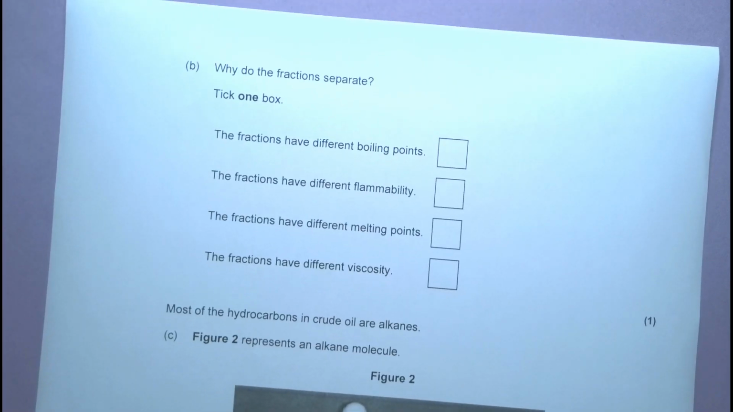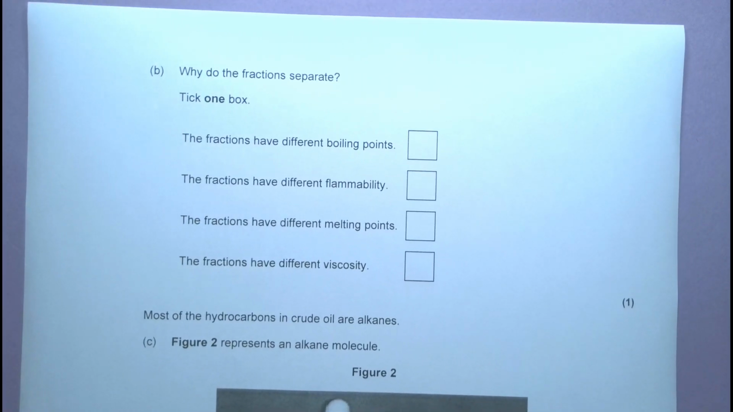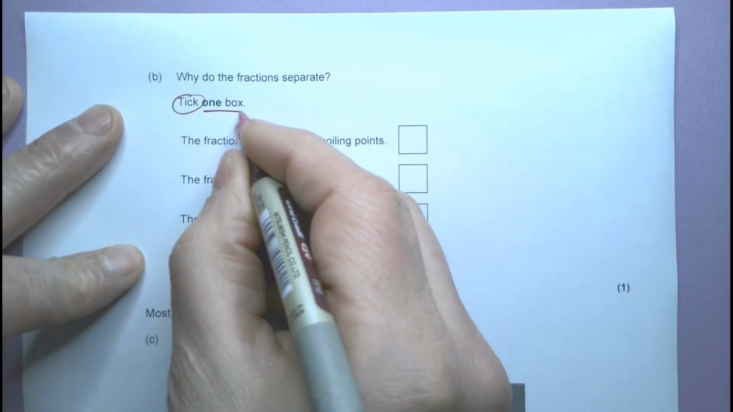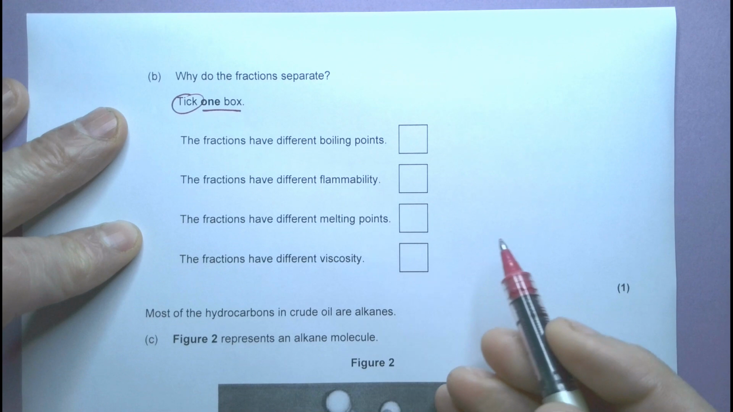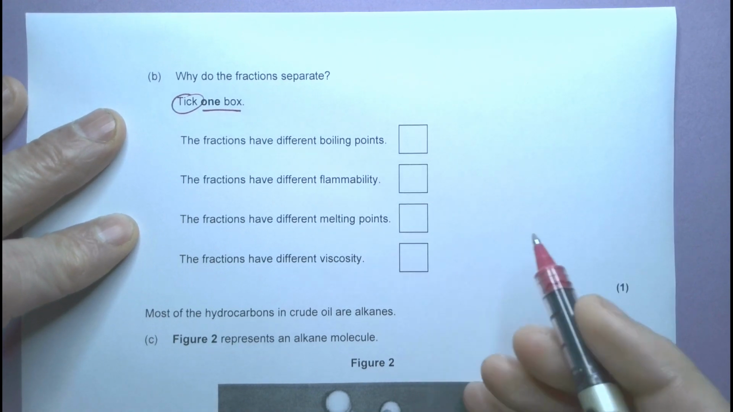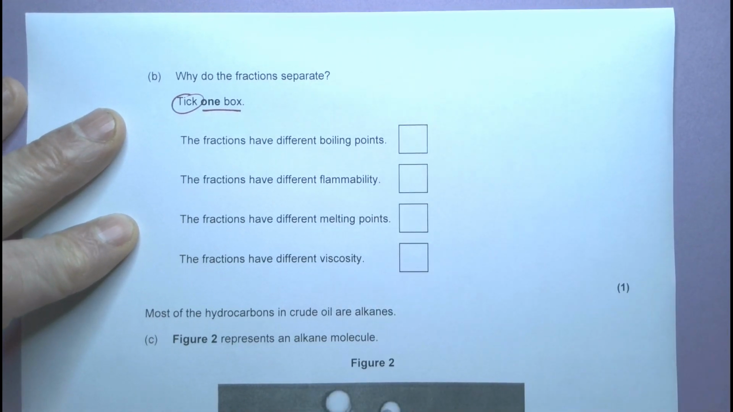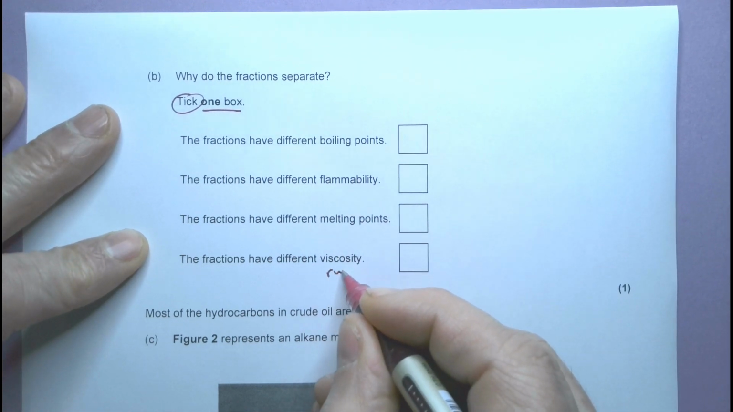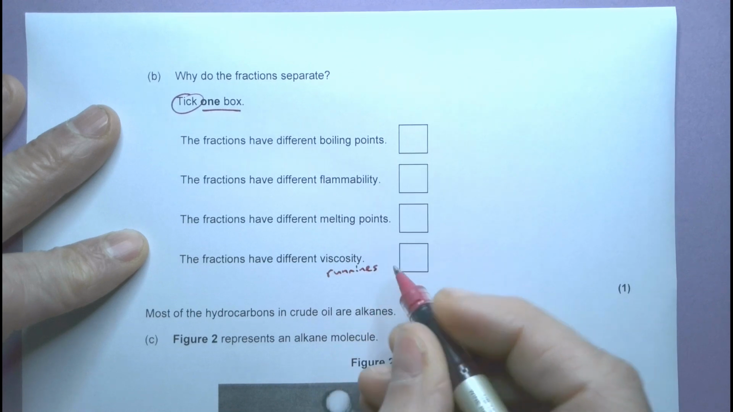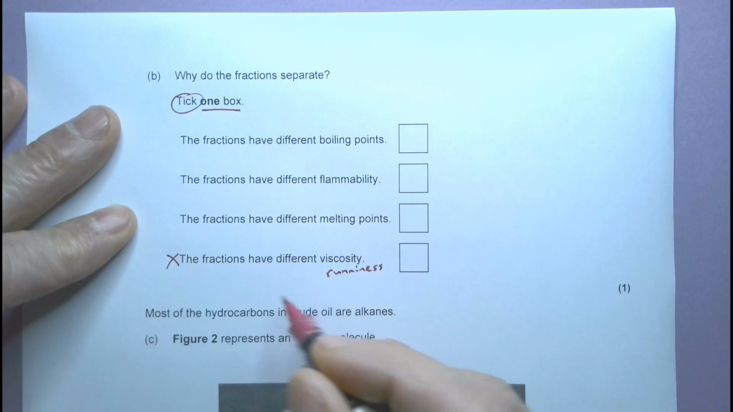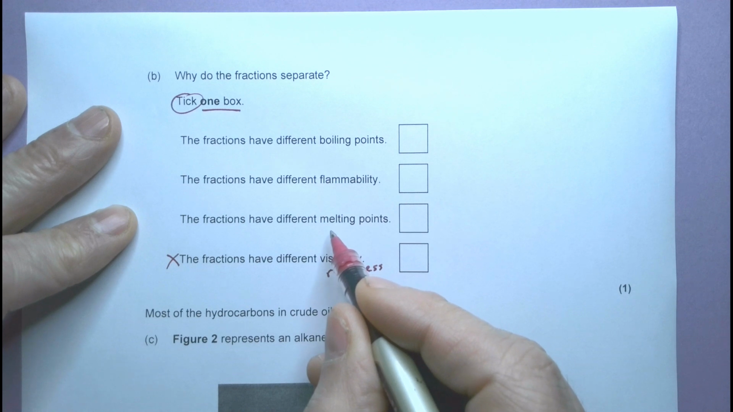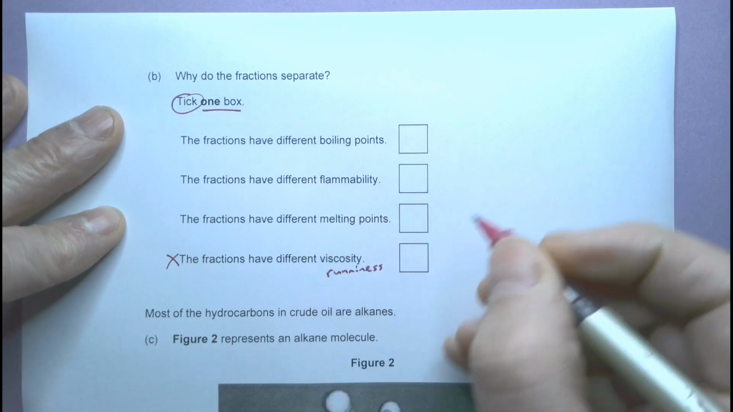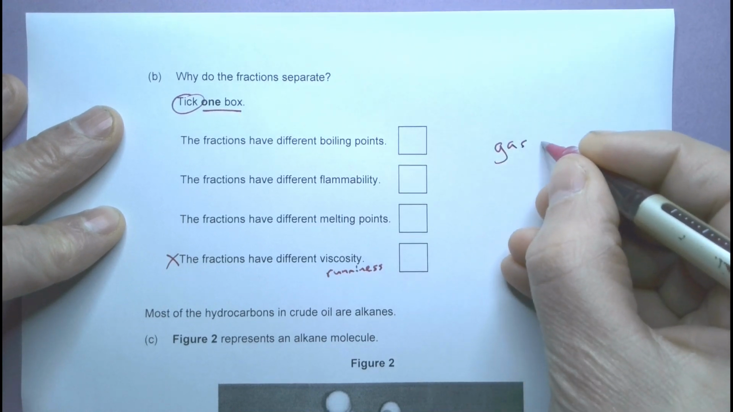Part B. Why do the fractions separate? Tick one box. Okay, so why do they separate? Well, what happens is they condense at different temperatures. So viscosity is about the runniness, which is nothing to do with that, so it's not that. Different melting points. Okay, well, it's not about melting, this is about gas into liquid.